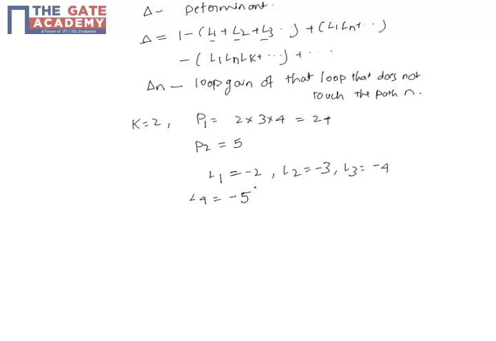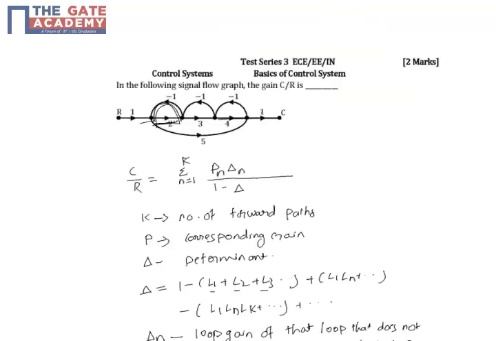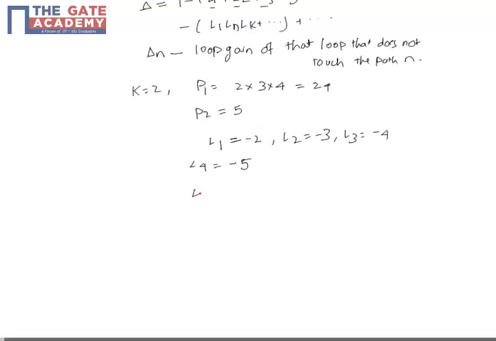Now we have to see if there are any non-touching loops. These two loops are not touching, so L1 L3 is equal to minus 2 into minus 4, which is equal to 8. Now we will find the determinant. Delta is equal to 1 minus (minus 2 minus 3 minus 4 minus 5) plus 8, which is equal to 23.